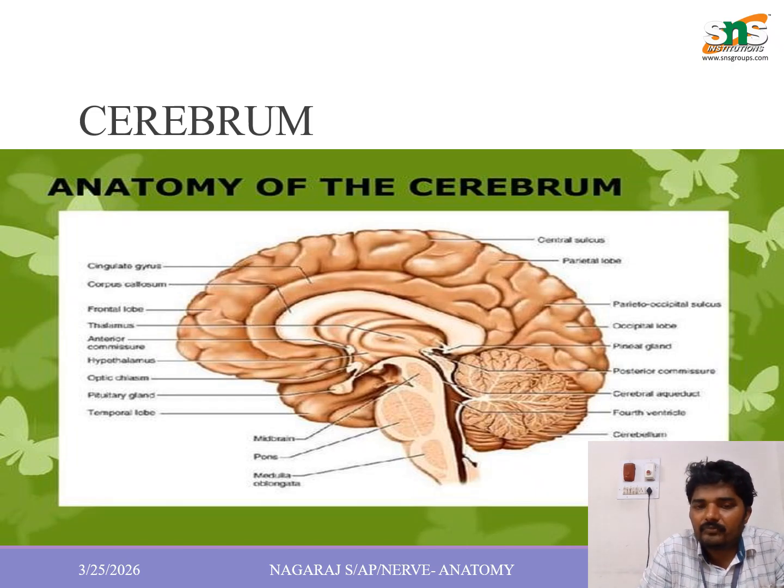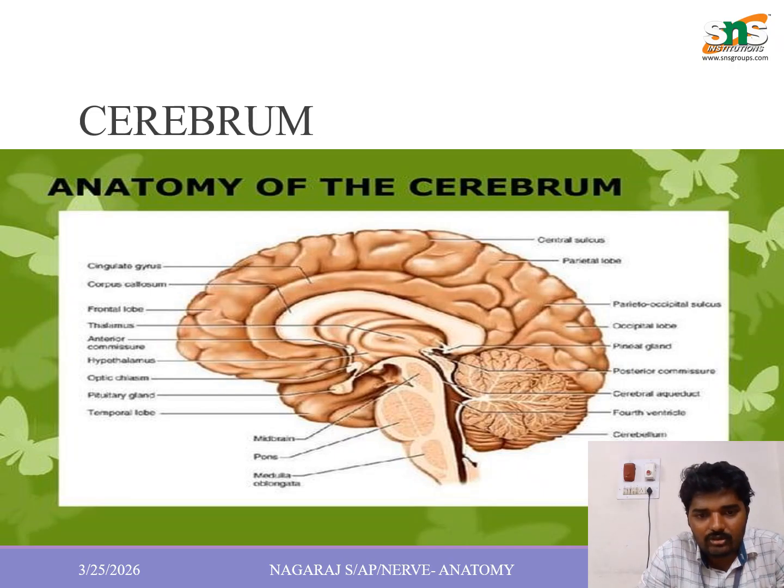What is the cerebrum? Anatomy of the cerebrum. The cerebrum is the cerebral cortex. The arrow mark is the cingulate gyrus. The C-shaped structure is called the cingulate gyrus. Below this structure is the corpus callosum. Then below this, a small structure is called the thalamus.